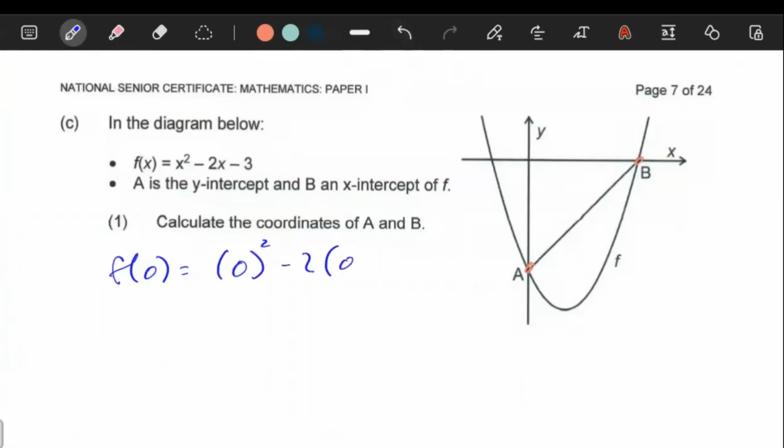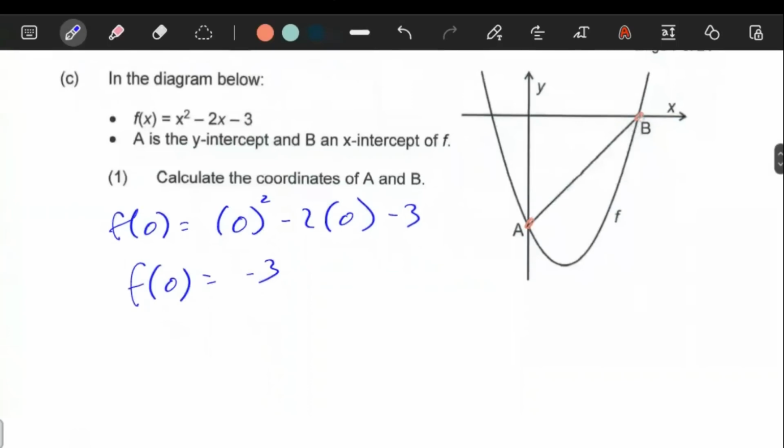Let's just do the things that need to be done. So this is like -3, right? There you go. So for B, you make y as 0. So here you can say A, x value is 0, y value is -3. For B, you make y as 0. So this is going to be 0 equals x squared minus 2x minus 3.